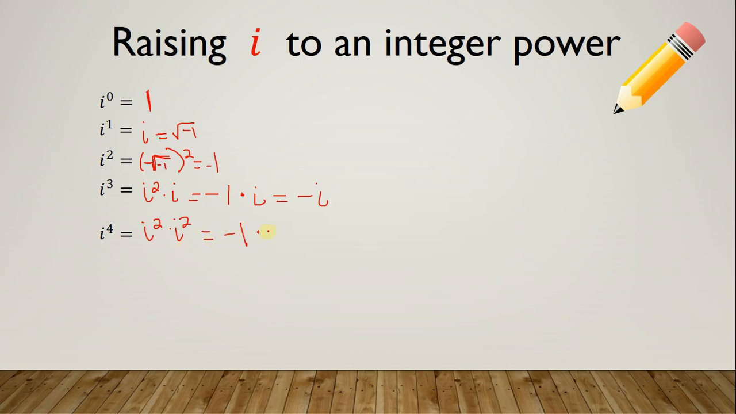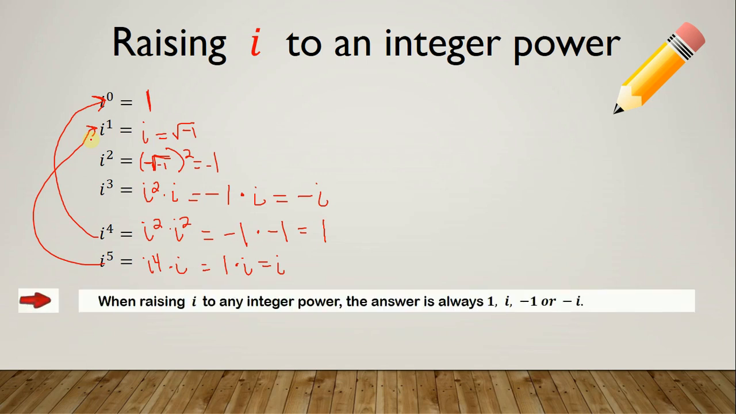AKA a -1 times a -1, which is 1. Huh. These two are matching. I wonder if I to the 5th, well, that's just an I to the 4th times another I, right? And I to the 4th, we know that's 1 times I, so that's I. Huh. We got a matchy-matchy thing going on here. And that is always gonna happen, guys.